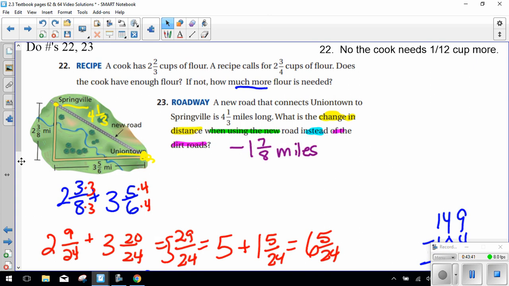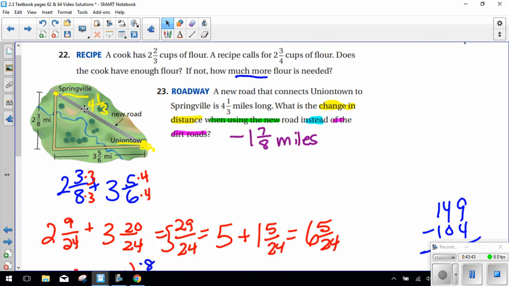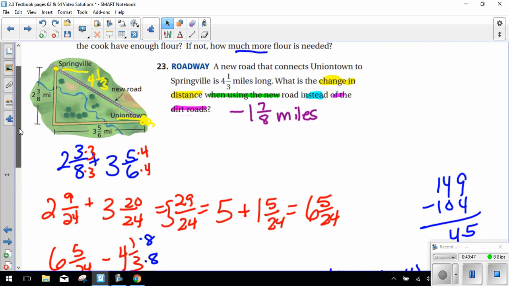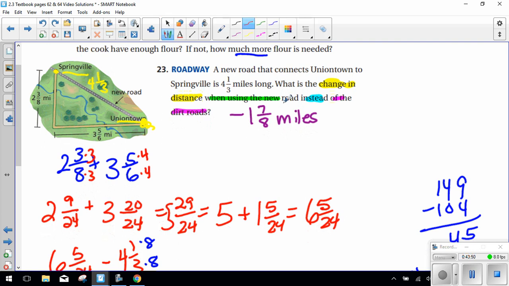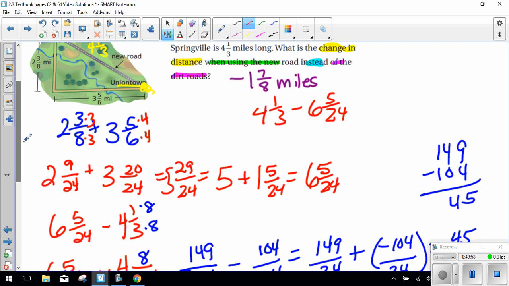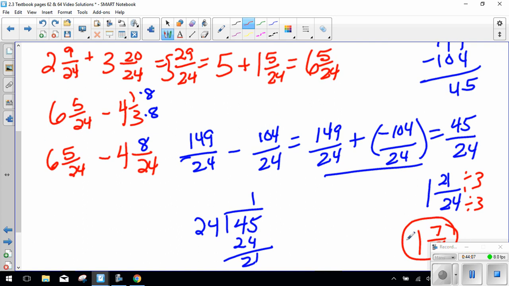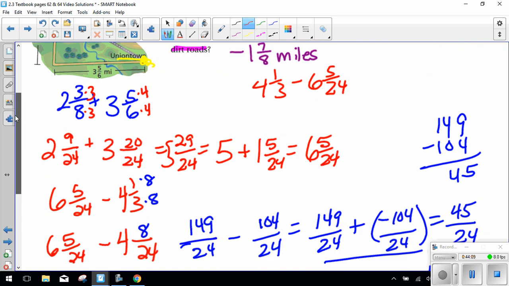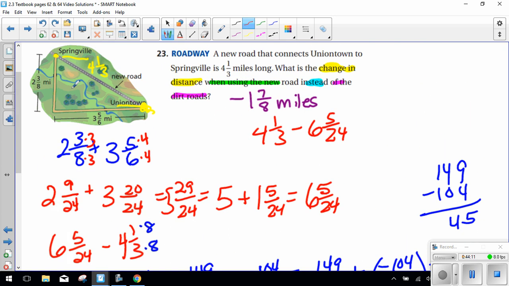What is the change in distance using the new road? Oh, you know what? I subtracted this backwards because it says use the new road instead of the dirt. So I should have done 4 1/3 minus the 6 and 5 over 24, which is why the final answer is negative, because this is a greater negative than the positive. Okay, so final solution, negative. All right, great work, guys.